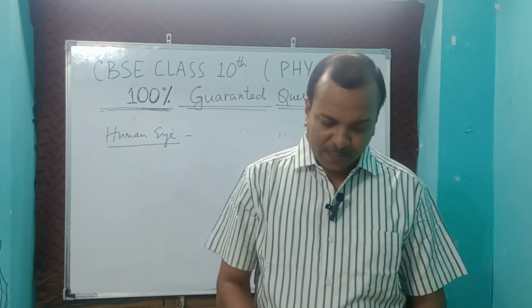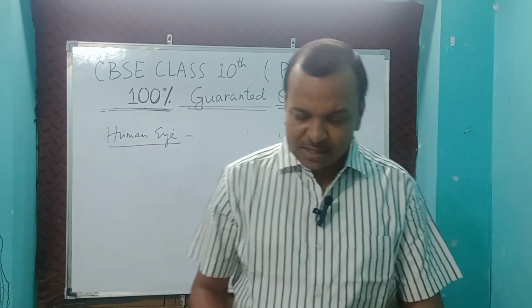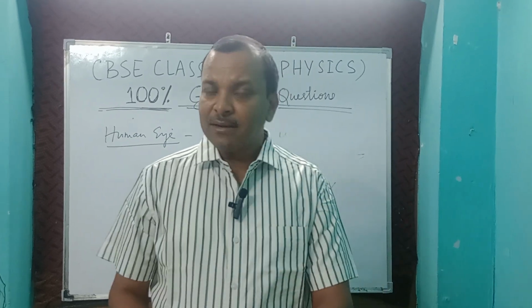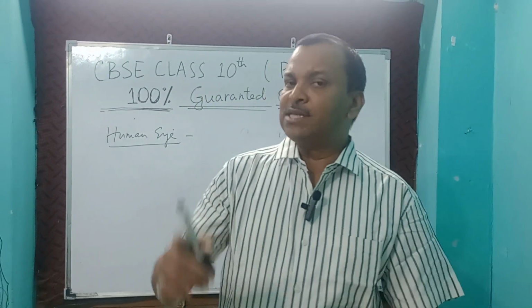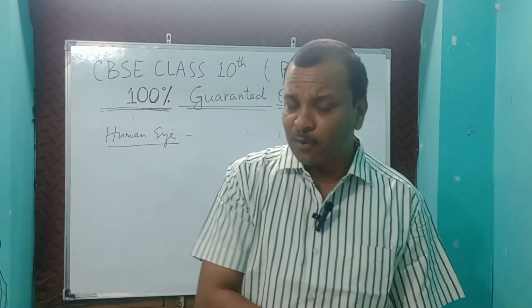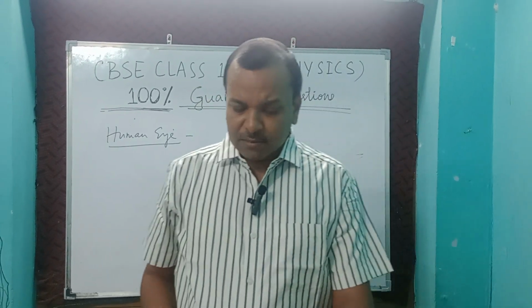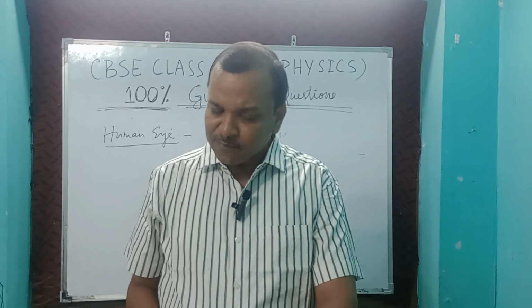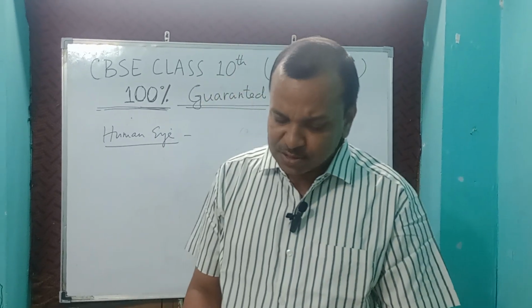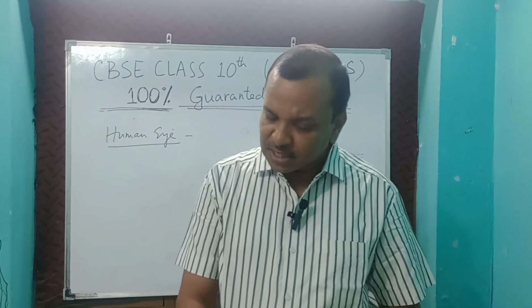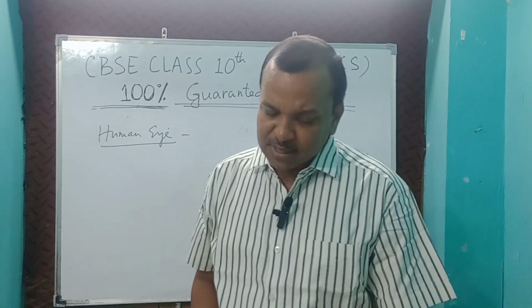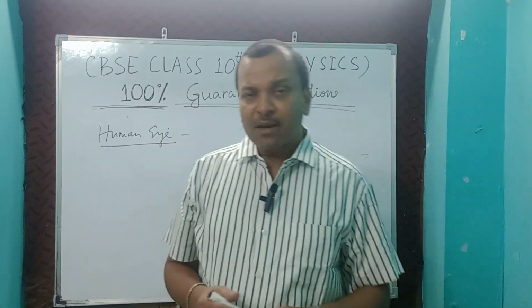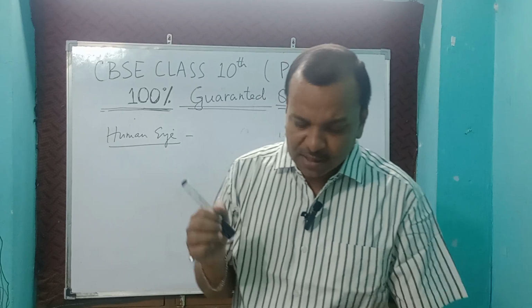Next one is question number 7. Make a diagram to show how hypermetropia is corrected. I repeat, this question we are going to get in the board exam. Make a diagram to show how hypermetropia is corrected. The near point of a hypermetropic eye is 1 meter. What is the power of the lens required to correct the defect? Assume that the near point of the normal eye is 25 centimeter. One question you are going to get. Question number 6.